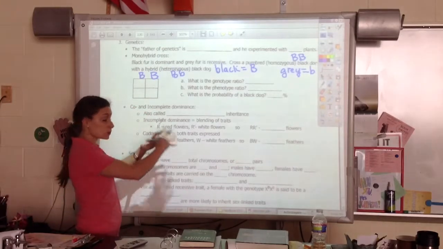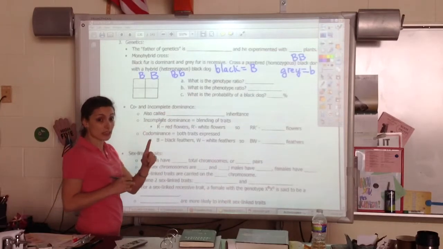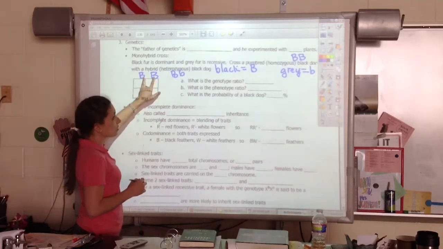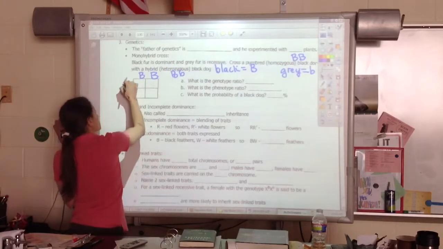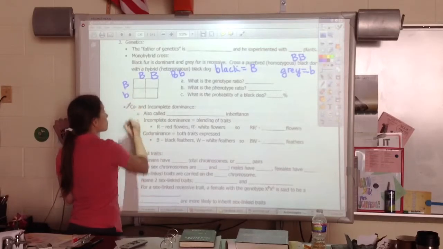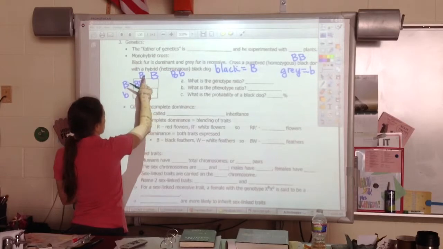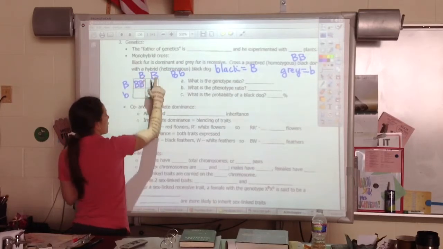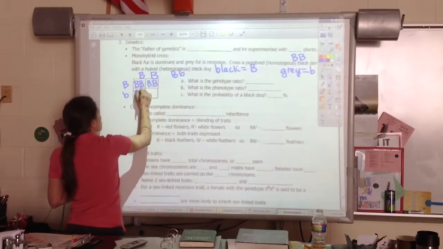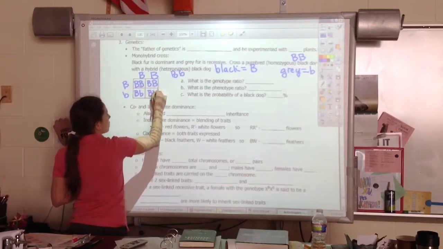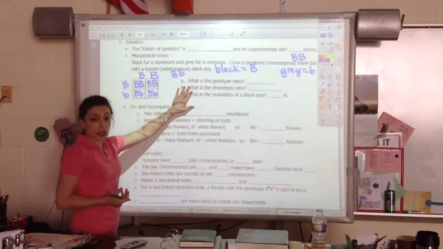Remember meiosis, which will separate the alleles so that each parent just gives half. So here we have a parent who has two big Bs, but they're going to only give one to their offspring. The other parent will also only give one. When we look, what is the chance that this sperm and this egg come together? This sperm and this egg, this sperm and this egg. So there's our Punnett square, but now we have to answer the questions.